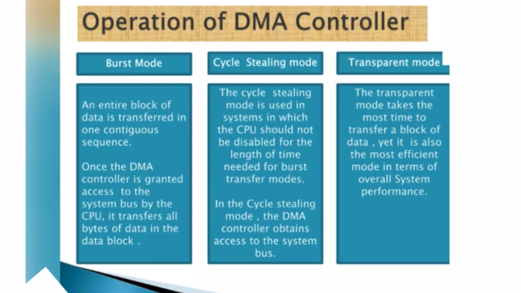Cycle stealing mode. The cycle stealing mode is used in systems in which the CPU should not be disabled for the length of time needed for burst transfer modes. In the cycle stealing mode, the DMA controller obtains access to the system bus.